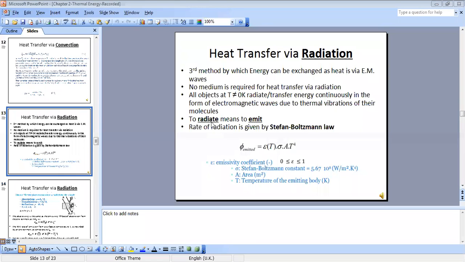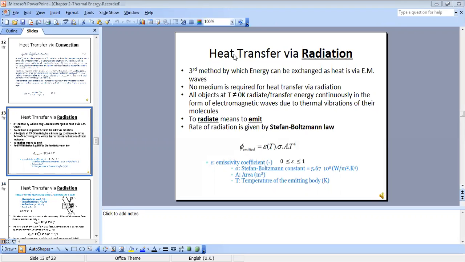Yes. Okay. So the third mode of energy transfer is by radiation. And as we have introduced last time, radiation is a heat transfer mode where heat is exchanged through electromagnetic waves. So in this case, no medium is required for heat transfer. Any surface with temperature different than 0 Kelvin can radiate or emit energy continuously in the form of electromagnetic waves due to the thermal vibrations of the molecules.